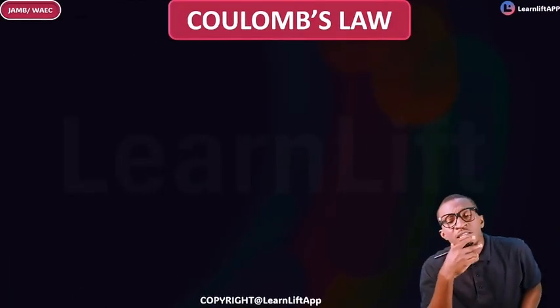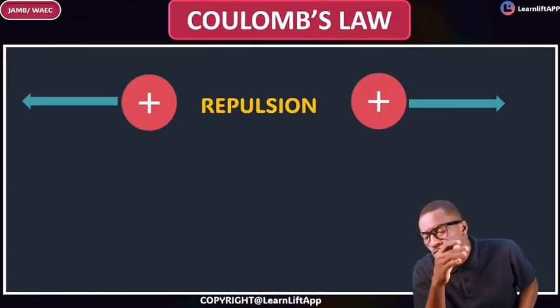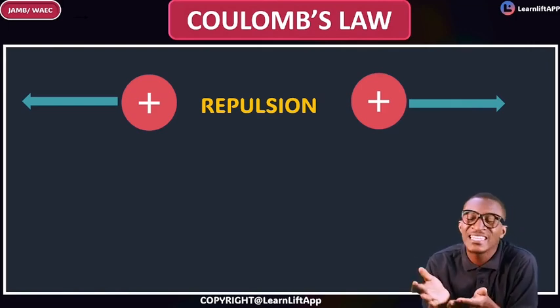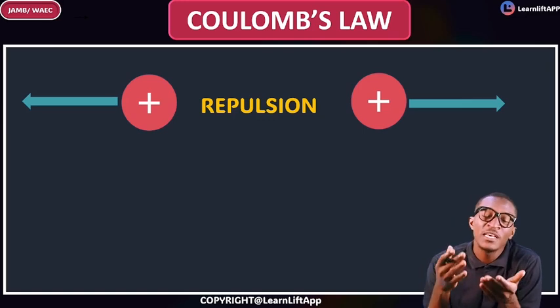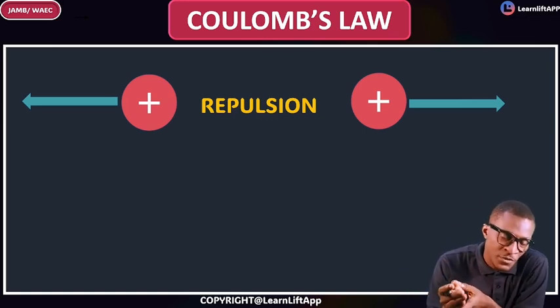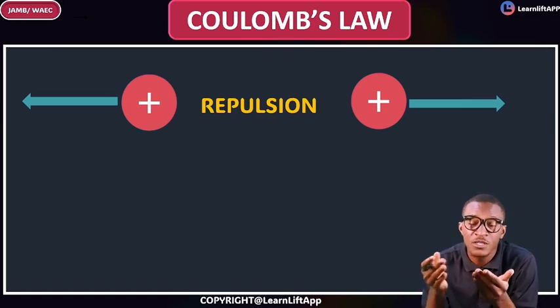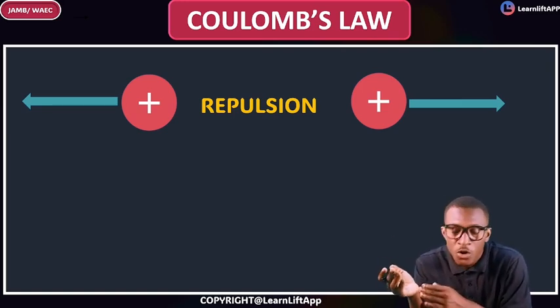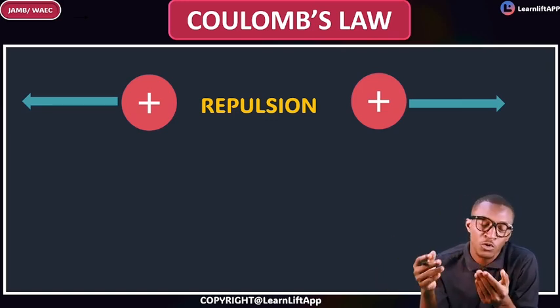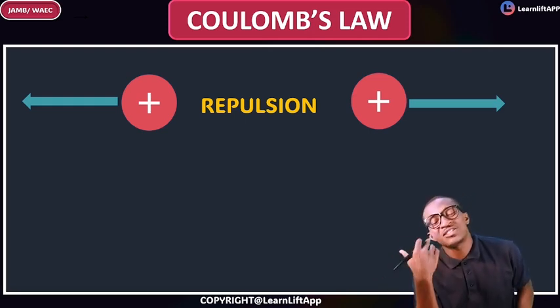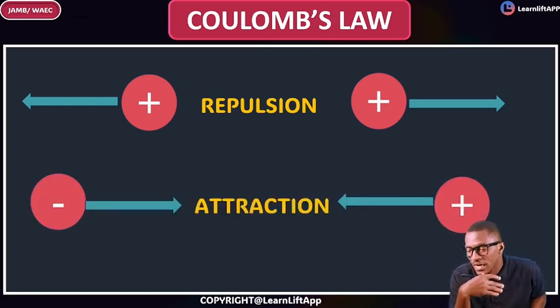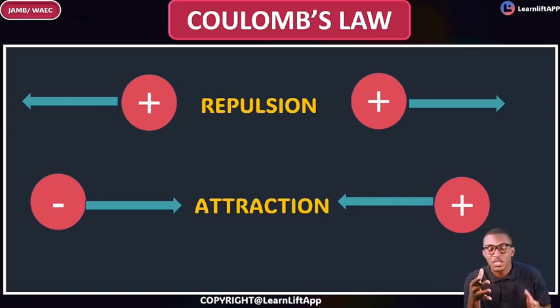Now, if you understand that, still on Coulomb's law, I'd like you to know that Coulomb's law can either be attraction or repulsion. Where will repulsion come when they have the same charges? If the charges are positive and positive, it will be repulsion. Or if they are negative, it will be repulsion. Of course, we say that like charges repel, right? But if they are opposites, it will be attraction. So let's say, for example, we have negative and we have positive. What can you see? Attraction.